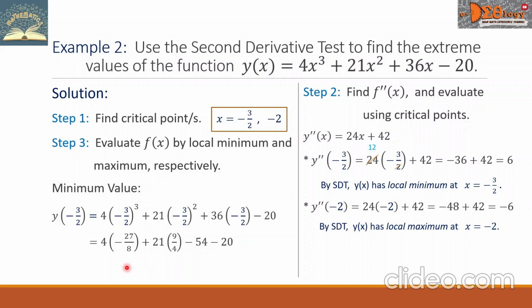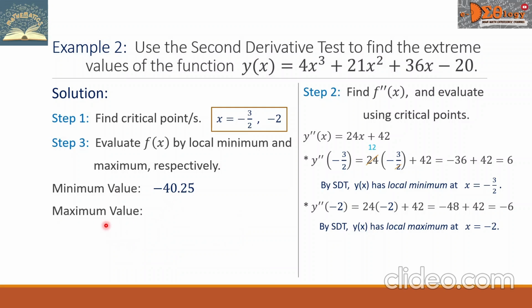Then we simplify further. This 4 times this fraction will give us -13.5. 21 times 9/4 is 47.25. Then we copy -54 minus 20. Simplifying further, the final answer here is -40.25. Let us copy this value in here.